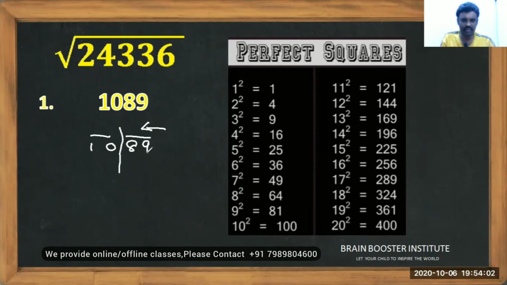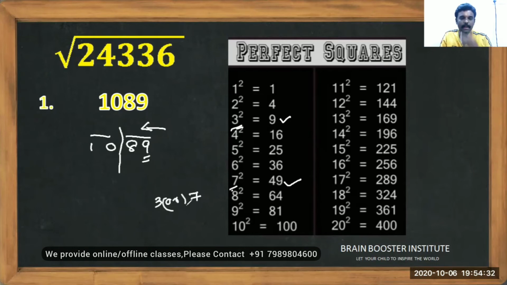In the second step, what do we need to do? We need to take the unit digit of the first part. It is 9. Here 9 repeats two times: 3 square is 9 and 7 square is 49. So the square root of 1089 may end with either 7 or 3. So here I'm writing 3 or 7.